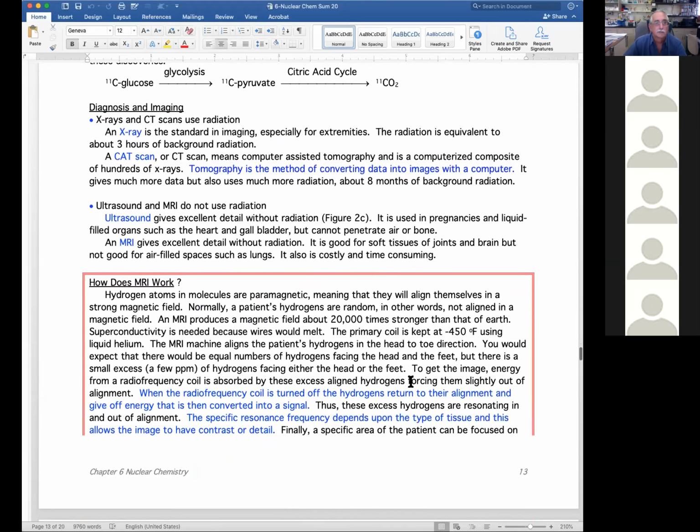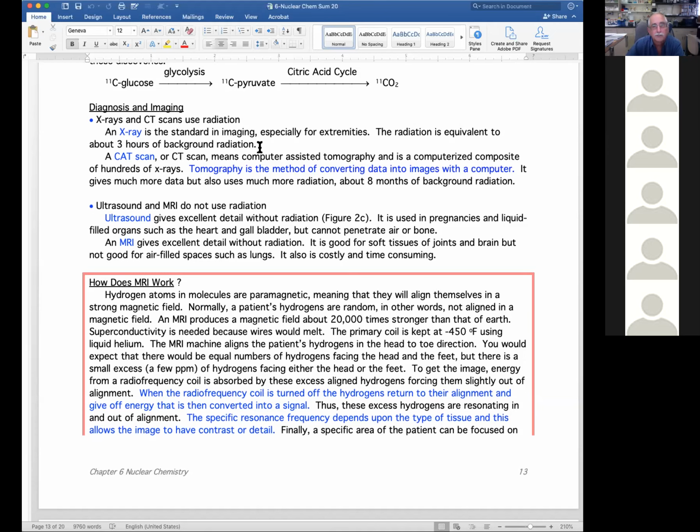So here's some other examples: diagnosis and imaging. X-rays and CT scans use radiation. An X-ray is the standard in imaging, especially for extremities. The radiation is equivalent to about 3 hours of background radiation. So it's really not that much. What I mean by background radiation is what you're getting from just the environment sitting there in your house.